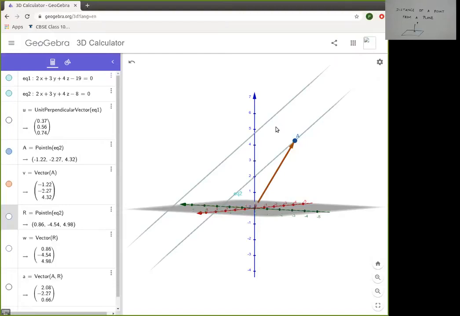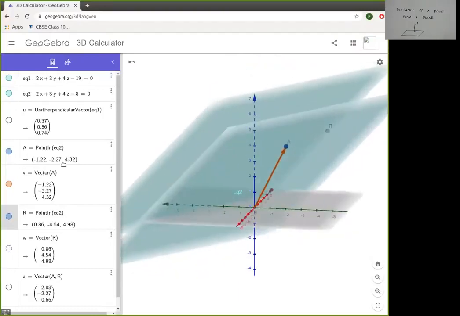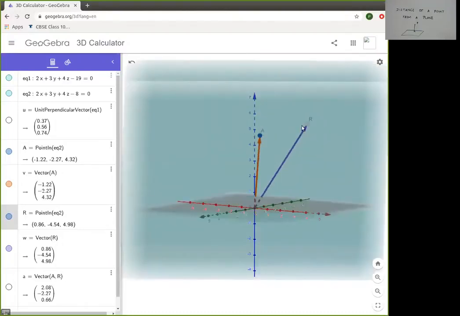Now we'll consider another arbitrary point R on this given plane, and let the position vector of R be R. So we have fixed the point A, but the point R is arbitrary. By varying a particular parameter, we can generate all the points in this particular plane. That's why we consider R to be the arbitrary point.